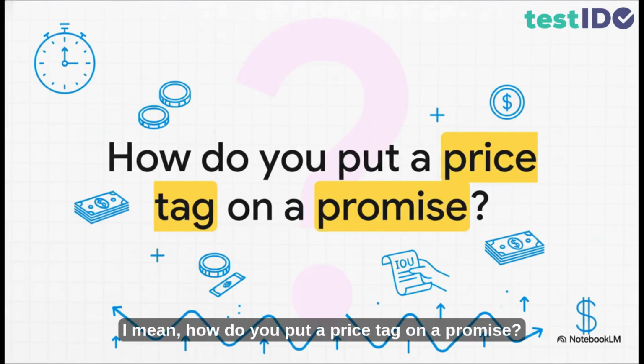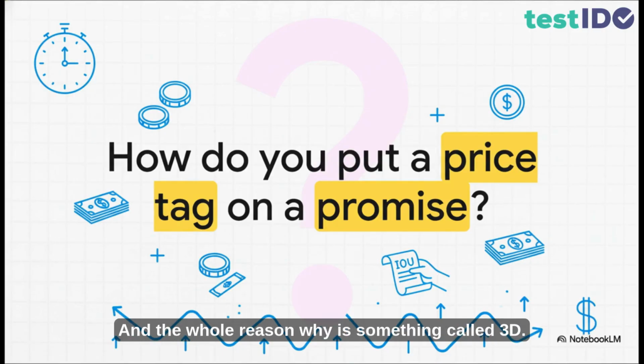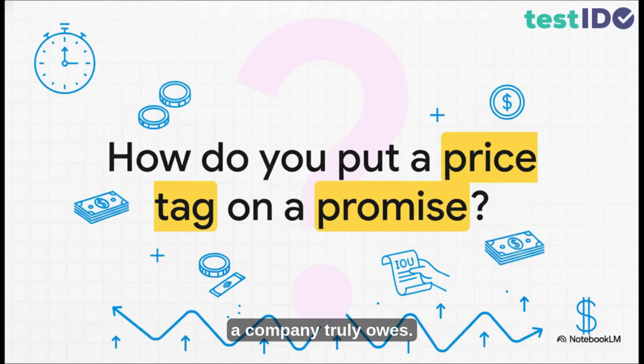But that definition brings up a really interesting question, doesn't it? How do you put a price tag on a promise? If I promise to pay you $1,000, but not for another 5 years, is that debt really worth $1,000 on my books today? The answer is a big no. And the whole reason why is something called the time value of money. And let me tell you, this concept is absolutely central to figuring out what a company truly owes.